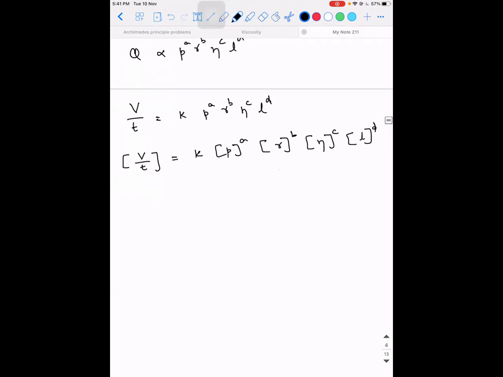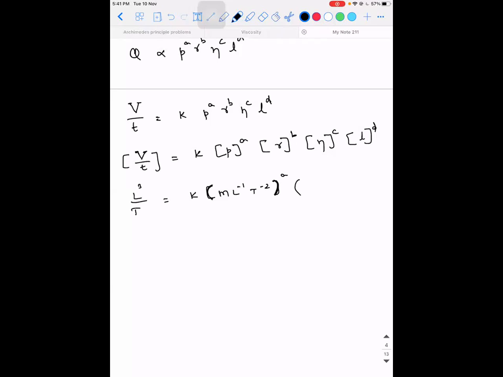What is the dimension of V by T? It is not meter, V stands for volume. It is not velocity. So it is L cube divided by T, equal to K into, what is the dimensional formula of pressure? Pressure is force by area. Force is MLT minus 2. Area is L square. So it will be ML minus 1 T minus 2 to the power a.